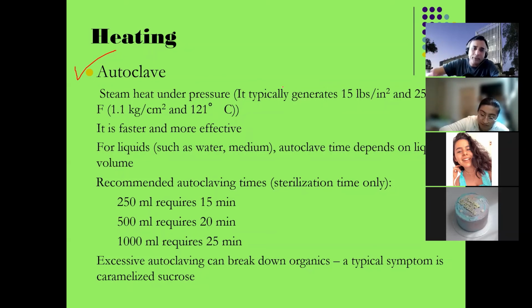An autoclave cycle could be 15 minutes, 20 minutes, or 25 minutes depending on the volume, even 40 minutes if you are autoclaving something that is 1000 or 2000 liters. Depending on that, it changes, but this is standardized: 121 degrees centigrade and 15 pounds per square inch of pressure.